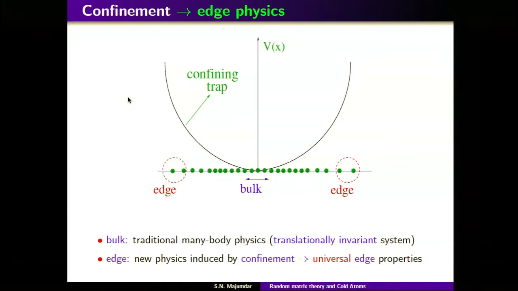The positions of the fermions in a trap in 1D at 0 temperature will behave exactly like the eigenvalues of a complex Hermitian matrix. Okay, so this is what we will see.